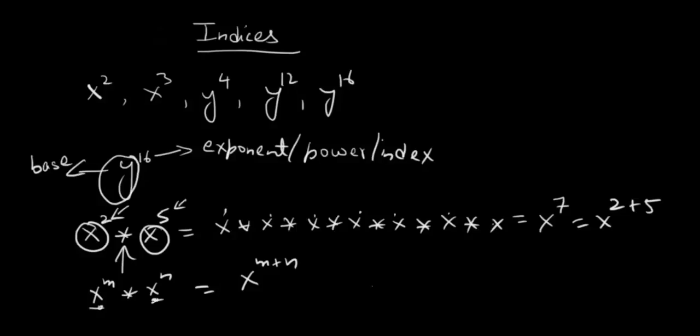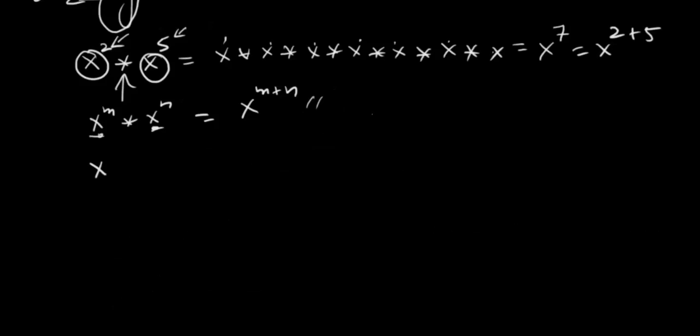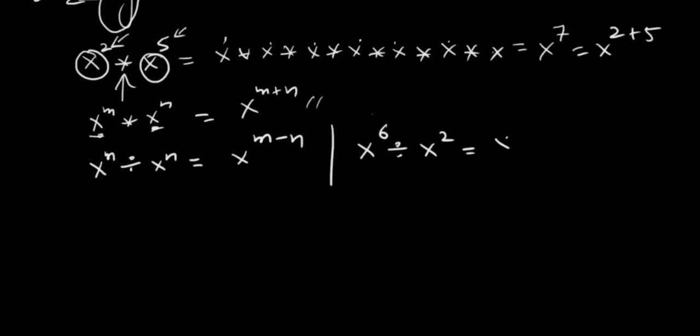Here we multiplied two terms like xm and xn, and x is the base and they are the same, so we'll write the base only once and then add the m and n which are on the top. So this is the answer. In the same way, when we divide this way, it will be x to the power m minus n. For example, x6 divided by x2 will give me x to the power 6 minus 2, that is equal to x4.